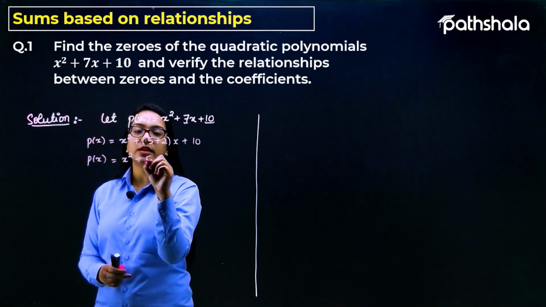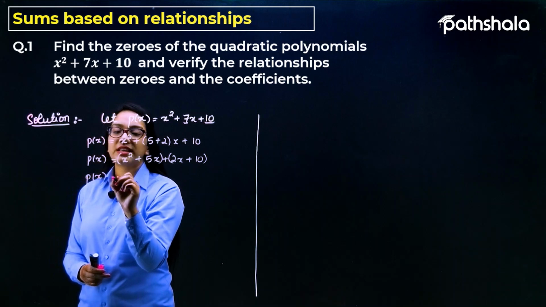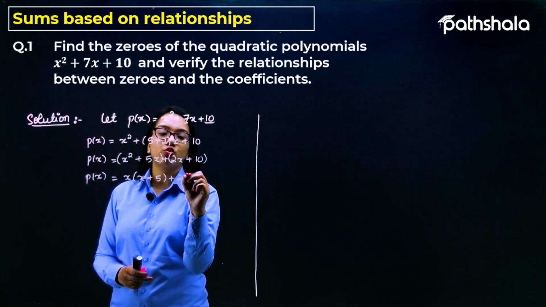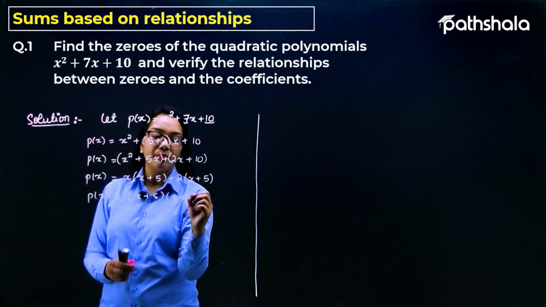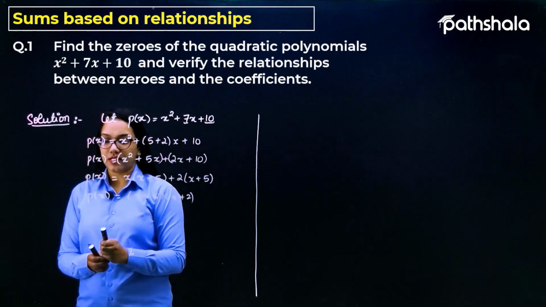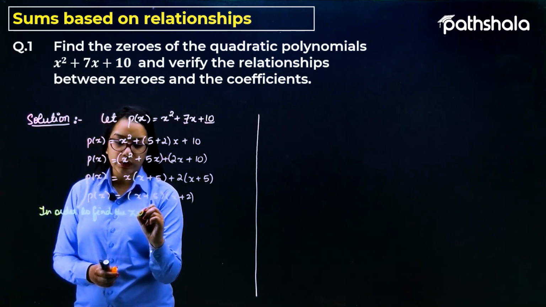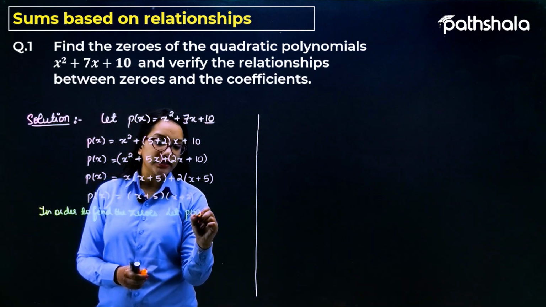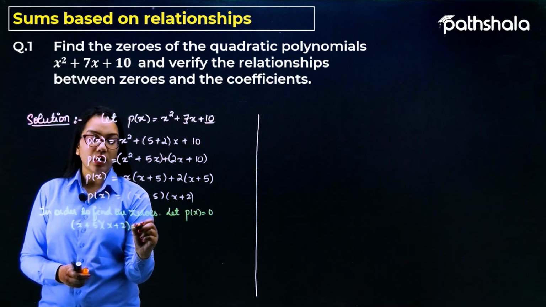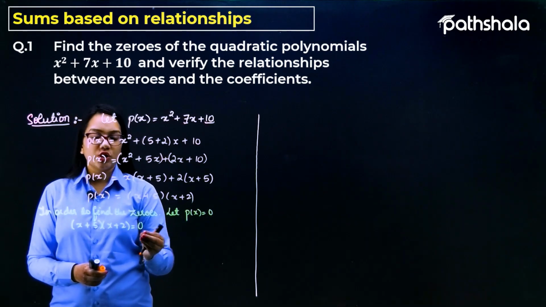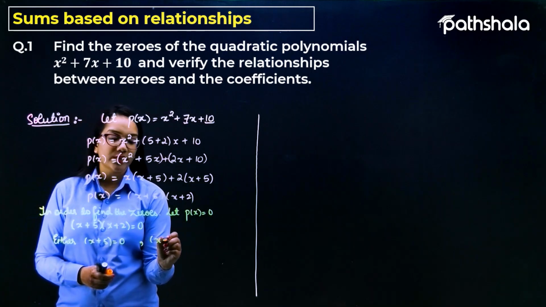Now let's solve it. p of x is x square plus 5x plus 2x plus 10. We can take the common elements out of these two brackets: p of x is equal to x plus 5 into x plus 2. Now, to find the zeros, let p of x be equal to 0. If p of x is equal to 0, it means x plus 5 into x plus 2 is equal to 0. Whenever the product of any two terms is equal to 0, either x plus 5 is equal to 0 or x plus 2 is equal to 0.